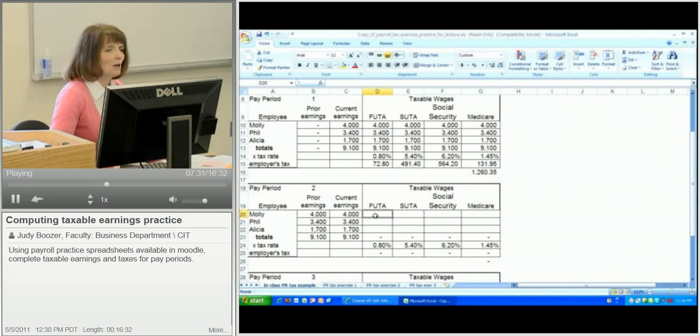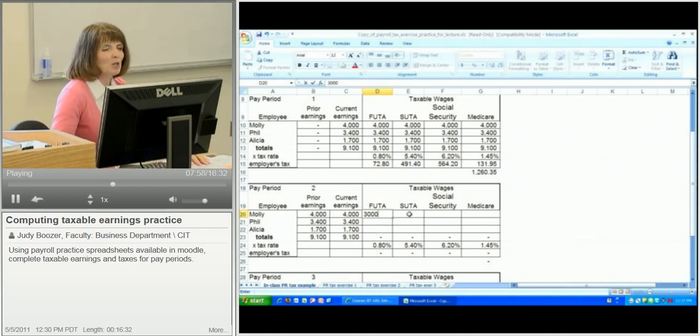Yes. So therefore, how much of the current is taxable for FUTA? 3,000. So we're going to put in 3,000. 3,000 of the 4,000 current earnings is taxable for FUTA because you only have to pay on it up to 7,000. Now, what's the limit for SUTA?